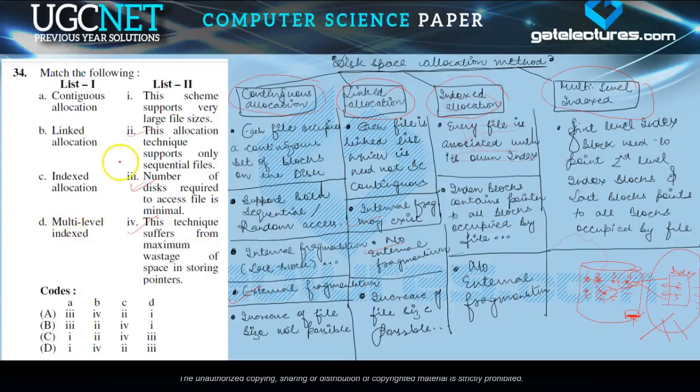And in multi-level index, this scheme supports very large files, because we have already discussed that when one index file is very large and contains a lot of blocks occupied by a particular file, we have to break it into different levels. So in that case, we use multi-level indexing. So the correct answer of this question is A third, B second, C fourth, D first. So the correct answer is B.